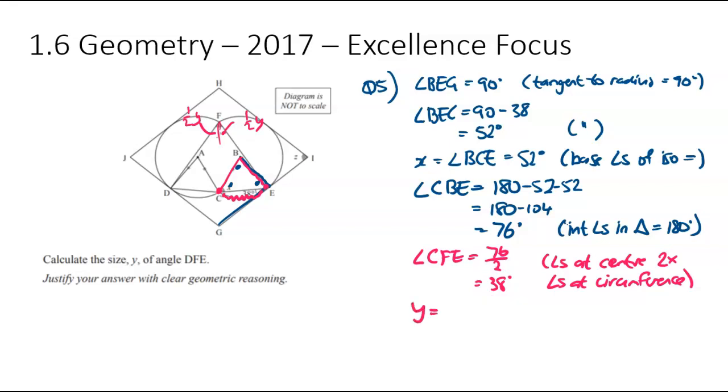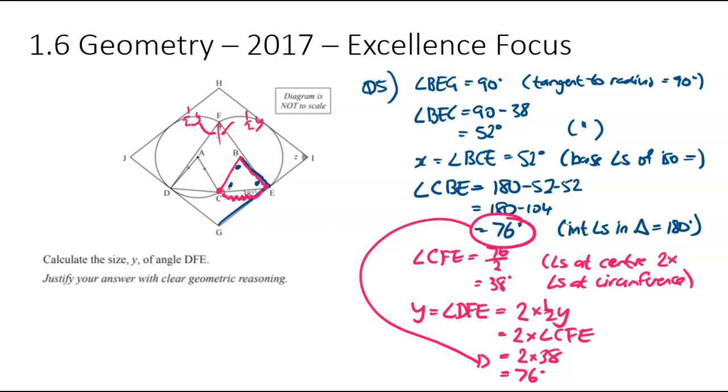So y, which is equal to angle DFE, is going to be equal to 2 times 1/2 of y, which makes sense, which is equal to y. So that's going to be 2 times, I suppose I should be specific, 2 times angle CFE, and that's what we calculated above. And that is equal to 2 times 38, which is equal to 76 degrees. So we're back up to here.